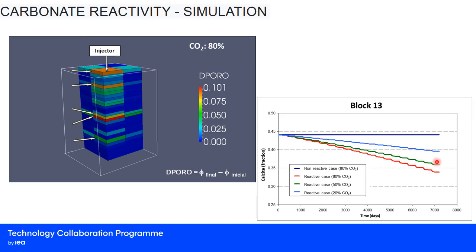So we can see that the light blue curve is higher in terms of calcite fraction than the green one that is higher than the red one, which means the red one is the most reactive case due to the amount of CO2 in the injected gas.